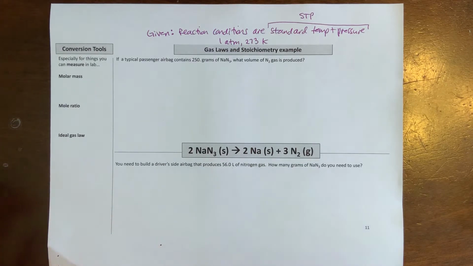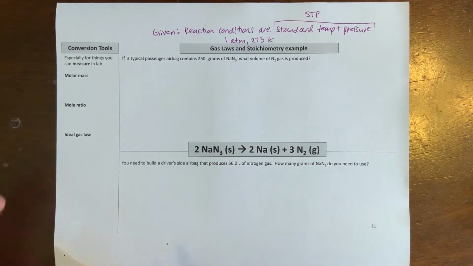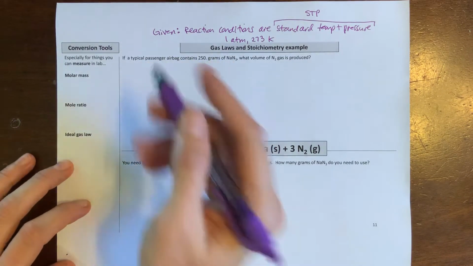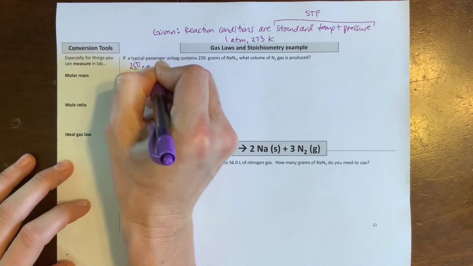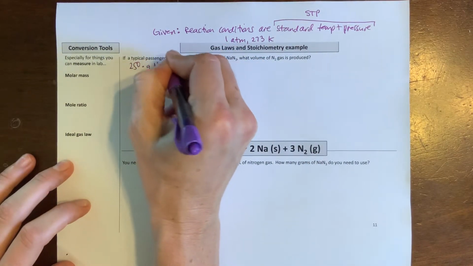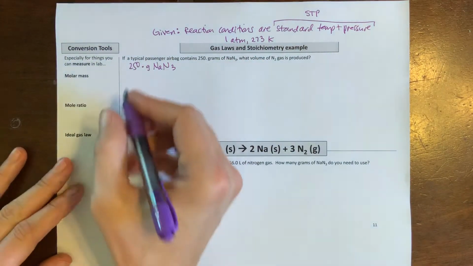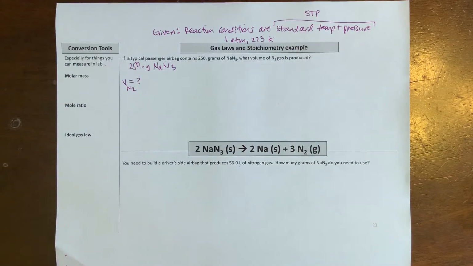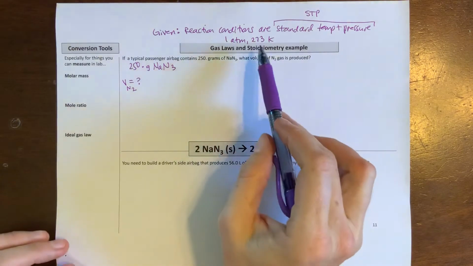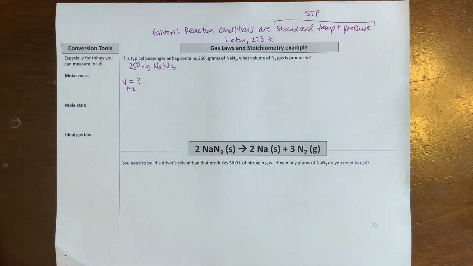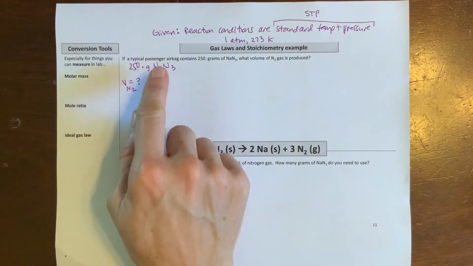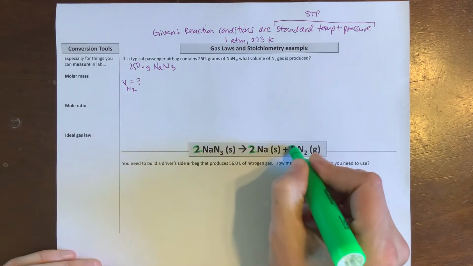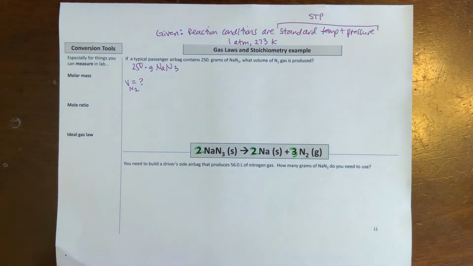So we're going to look at this as if it was airbags, or look at these types of problems. So if we have a typical passenger airbag in a car and it has 250 grams of the explosive, the sodium azide in it, the question is, what is the volume of N2? So right off the bat, I can tell this is going to be a stoichiometry problem because I see sodium azide and N2. And so if I switch chemicals somewhere in the problem, I'm going to have a mole ratio.